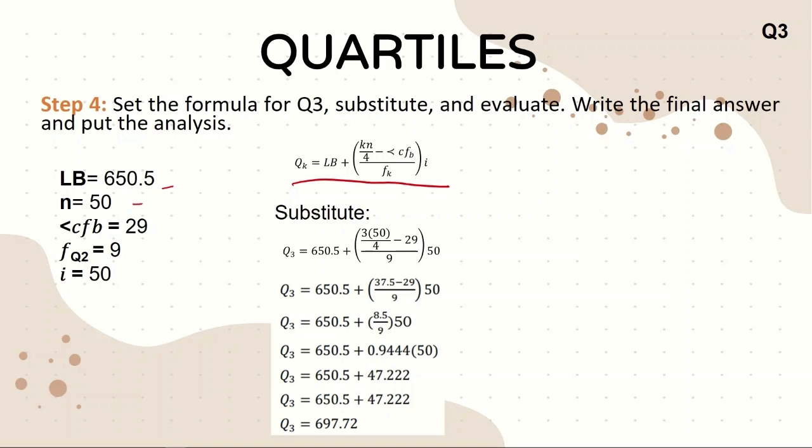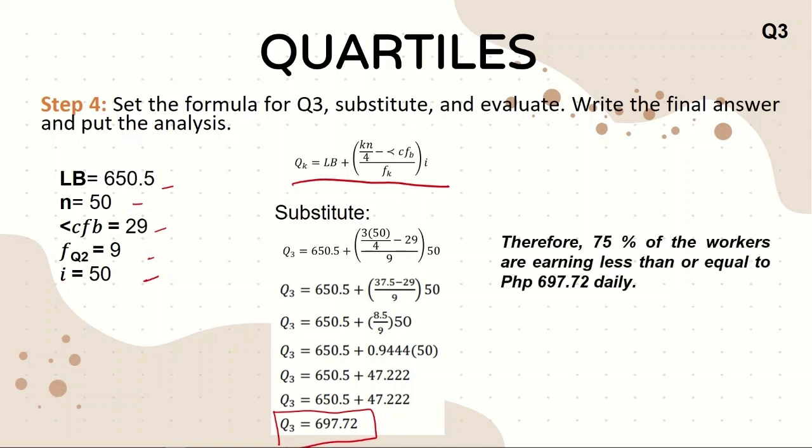Divide it by 4 minus the less than cumulative frequency before quartile 3, which is equal to 29, divided by the frequency of quartile 3, which is equal to 9. Then the class interval is equal to 50. So therefore, our quartile 3 is equal to 697.72.